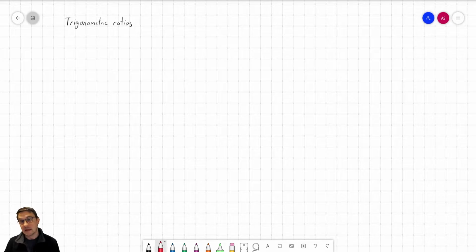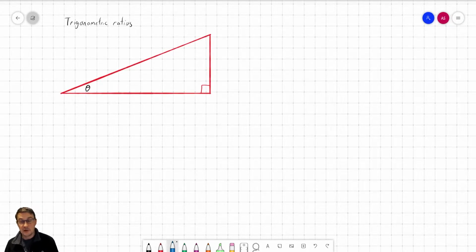What we're going to do today is look at trigonometric ratios. One thing we need to remember when dealing with these ratios is that primarily we're dealing with right angle triangles. One of the first things we need to do is be able to identify the various sides of a triangle.